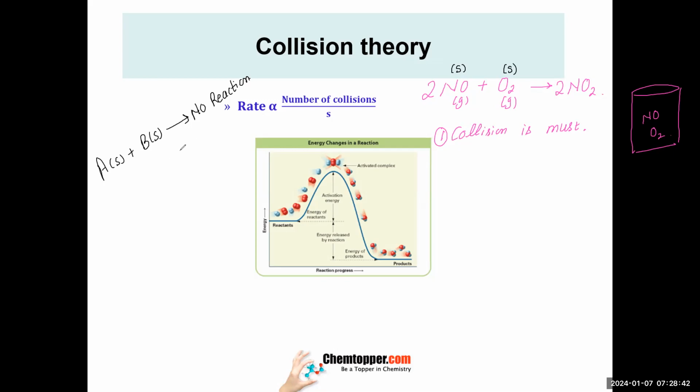No reaction. Why? Because they are not moving. If they are not moving, then they will not collide. If they don't collide, no reaction. So collision is a must for a reaction to happen. Is it okay? The molecules must collide.